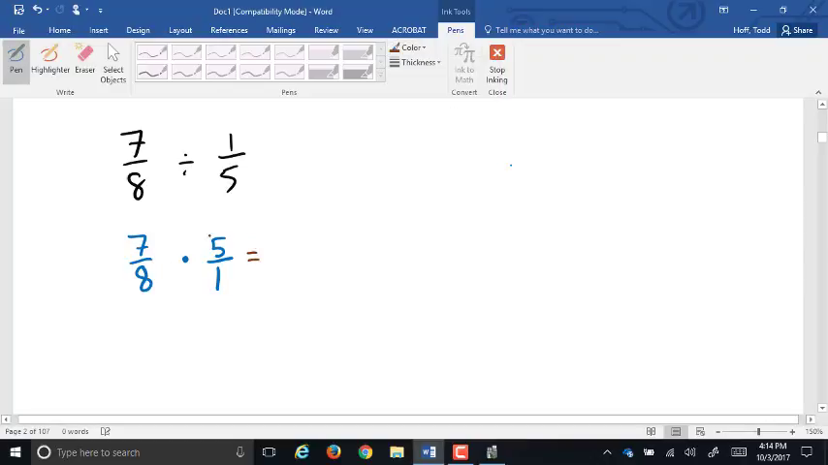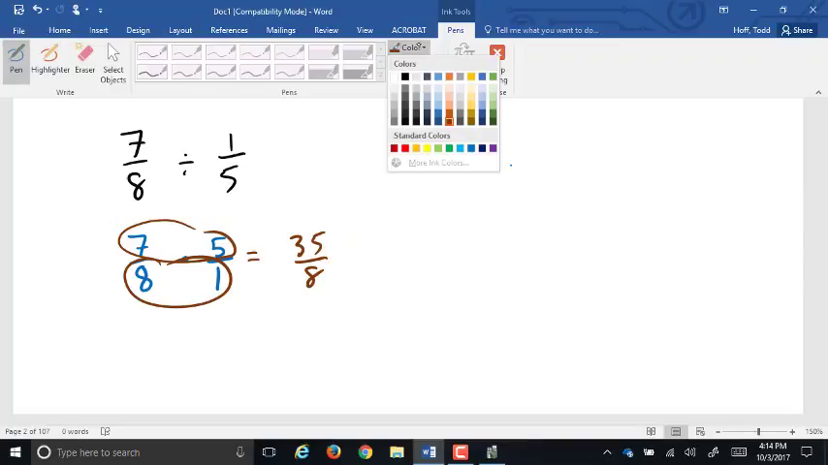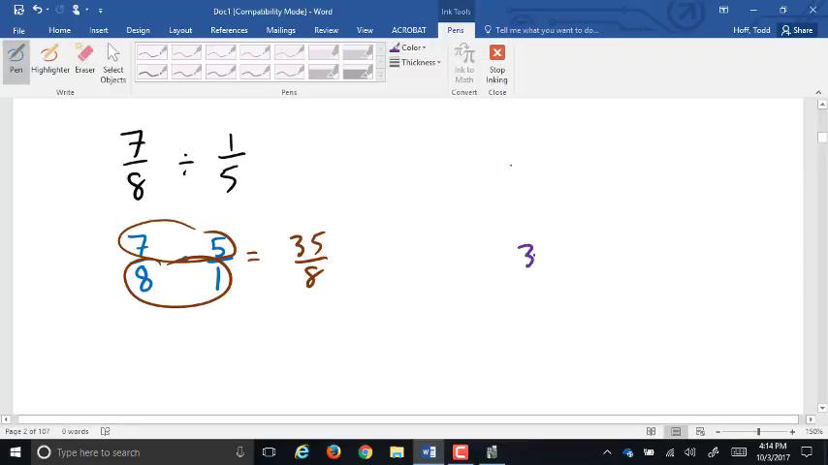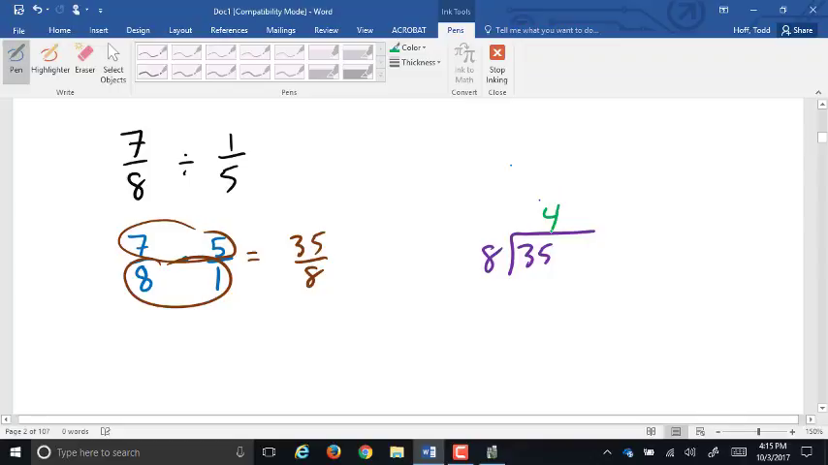So now we multiply straight across. 7 times 5 is 35. 8 times 1 is 8. Now we do have an improper fraction here, so we're going to have to reduce it. 8 goes into 35 4 times. 4 times 8 is 32. 35 minus 32 is 3. That's 3 left over, so that is 4 and 3/8.